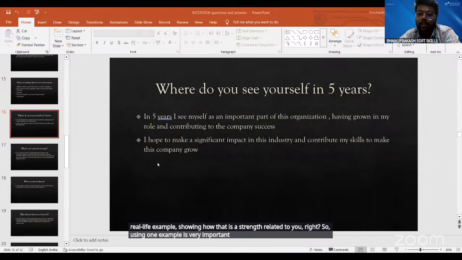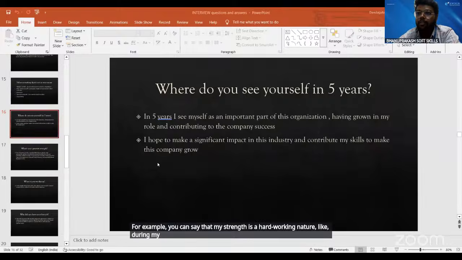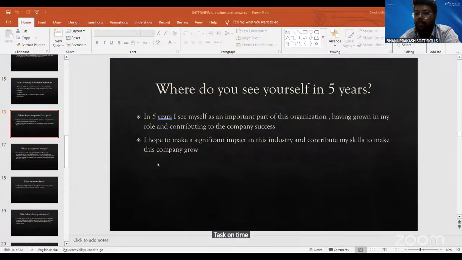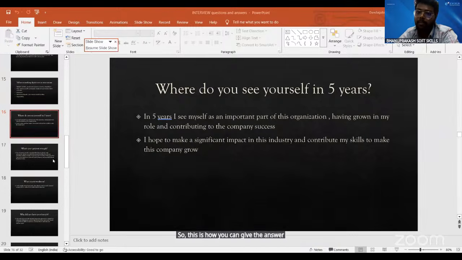For example, you can say that my strength is a hardworking nature. During my final year of college, we were given a project, and everyone gave up on that project. But I took it very personally, completed that task on time before the deadline, and submitted the project. This is how I can consider myself a hardworking person. So this is how you can give the answer by using one example.